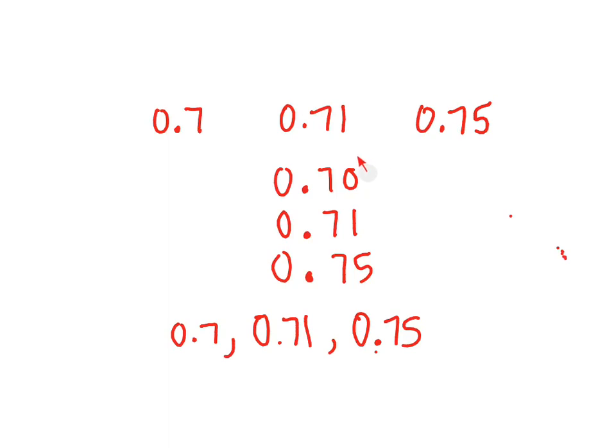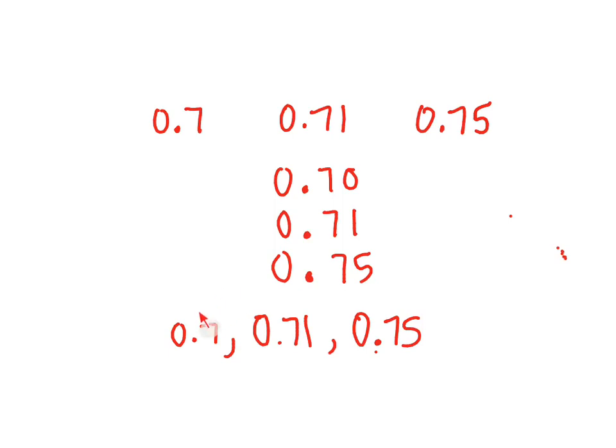You can also tell that by starting in the hundredths place. There's a 0 in the hundredths place, a 1 in the hundredths place, a 5 in the hundredths place. So we know that 0 would be the lowest because they all have the same number in the tenths place and all zeros in the ones place.